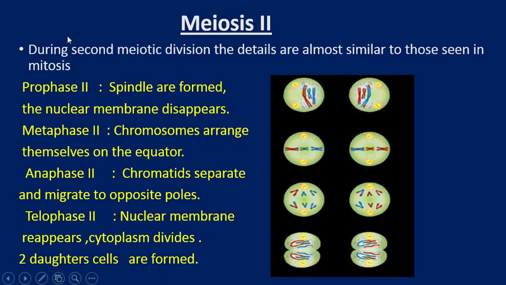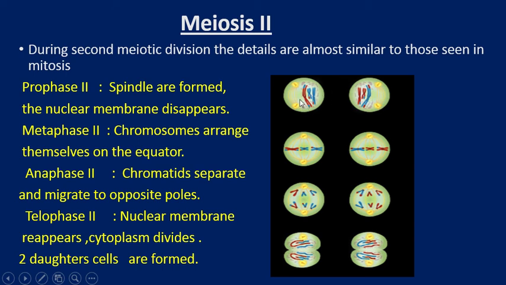So here is meiosis 2. During the second meiotic division, the details are similar to those you have seen in mitosis, and you have done mitosis very well in the previous lectures. So we will not discuss it very thoroughly because you have understood it in the previous lecture. So prophase 2, spindles are formed. These are the two cells which were formed by meiosis 1.